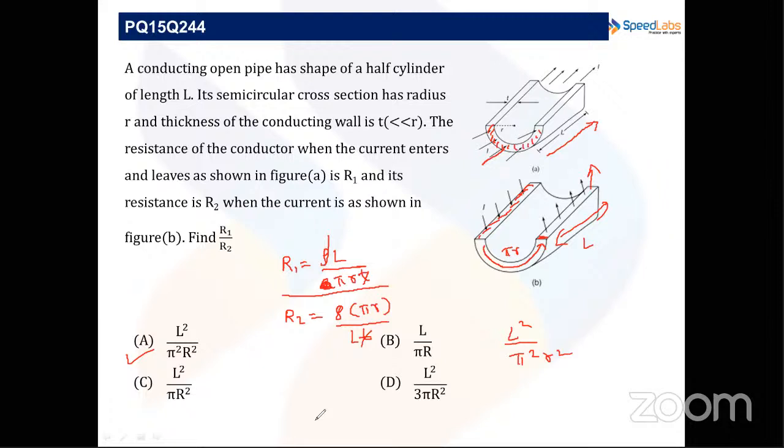Is there any confusion? Any doubt in this question? We have used a simple formula, R is equal to rho L by A. Next question. I'm moving to the next question.